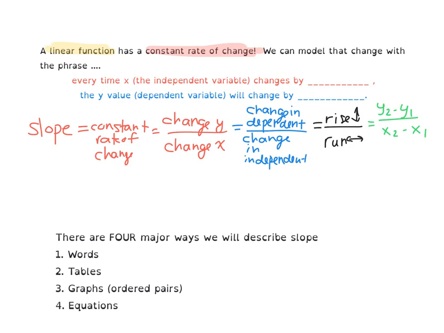So we already have seen the words, right? The words up here, if we just draw a little line, the words, that's what we already have up here. Now for tables, we'll use multiple different ways of the slope, and for graphs, we'll use a different form of the slope, and then equations will be another way that we can describe the slope.